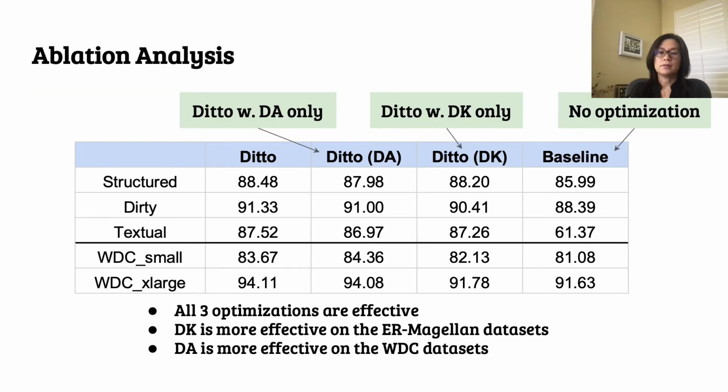We also conducted ablation studies to determine the effectiveness of the optimizations we applied. Here are the results. DA means data augmentation, DK means domain knowledge. The Ditto column has all three optimizations applied. Ditto DA means only data augmentation applied, and DK means only domain knowledge applied. The baseline has no optimizations applied. You can see that all three optimizations are effective, and in all cases, some optimizations are better than none.